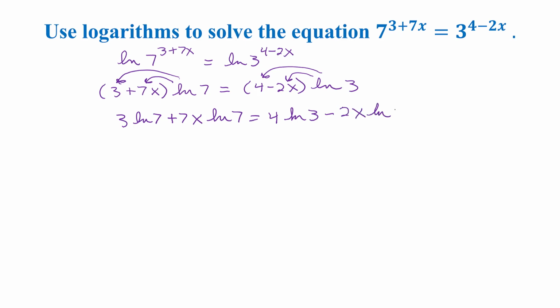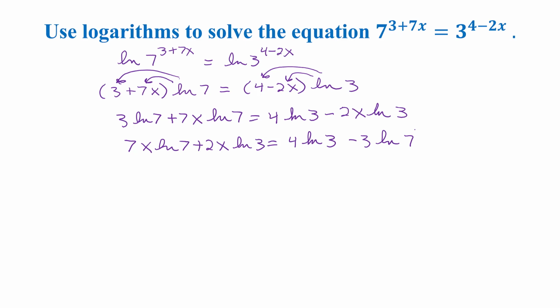Now, as we've done in other problems in the past, we want to get all terms with x on one side, everything else on the other side. So let's use the left side for x terms. I have 7x natural log of 7, and then I'll add 2x natural log of 3 to both sides. On the right side then, we have 4 natural log of 3, and after subtracting 3 natural log of 7 from both sides, the right side is 4 natural log of 3 minus 3 natural log of 7.